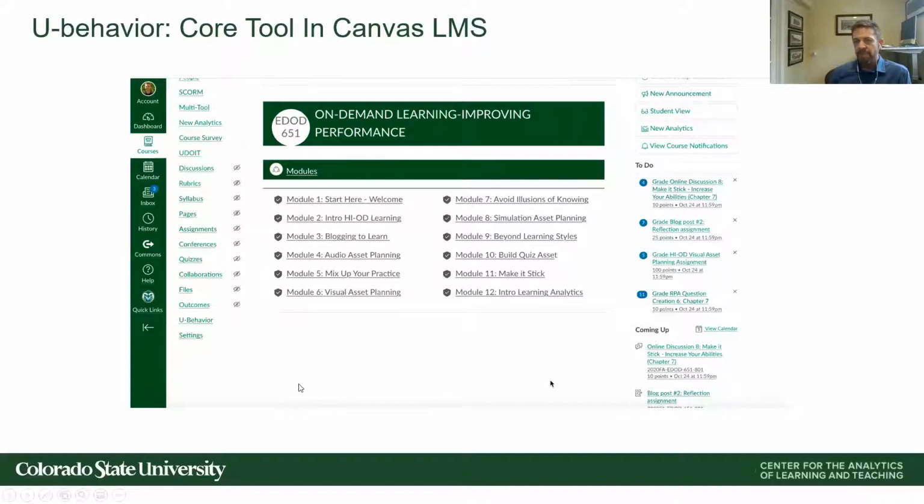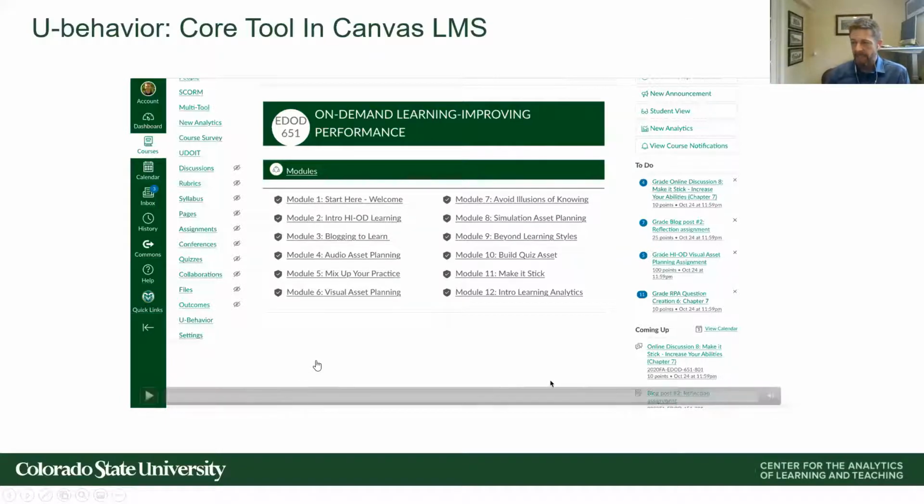So U behavior is a tool that resides in Canvas, so it's an LTI tool. And this is a screen of a course that we've embedded it in and used a number of different semesters. It's a course that I teach, EDOD 651. And you can see on the left-hand side there, in amongst all the menu items, is U behavior. And that's the tool, that's the core of the U behavior method. And I'm going to play this video.